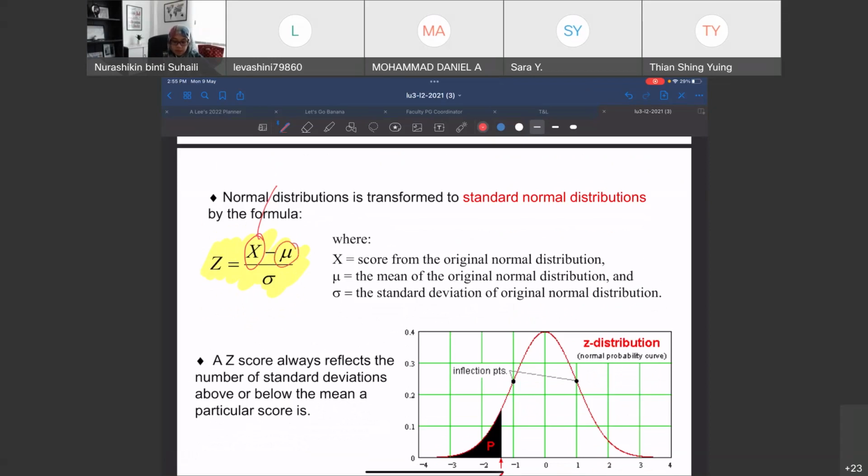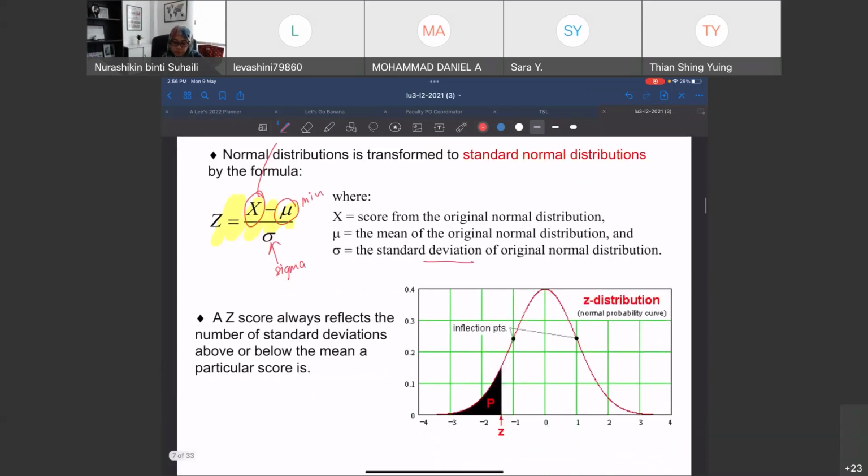Mu, this is called mu. It is a Greek symbol. That symbol refers to the mean of the original normal distribution, and this is sigma. It's called sigma. This one is the standard deviation. So if I say mu or sigma, you should know what it means. Okay, so that's the formula. The z-score always reflects the number of standard deviations.